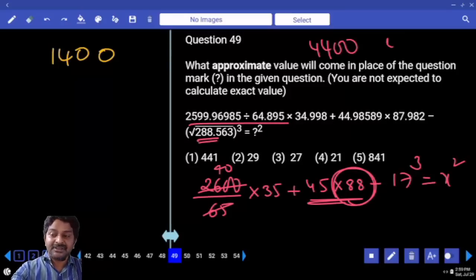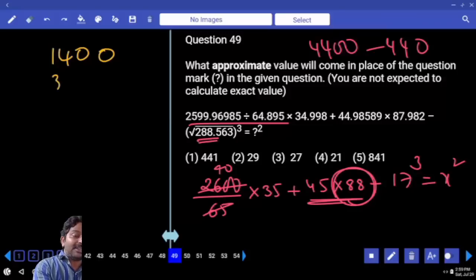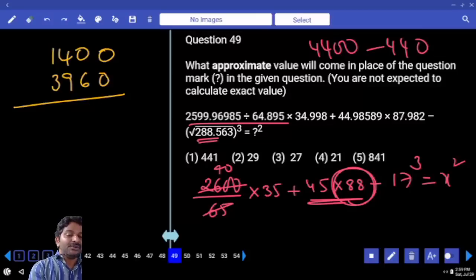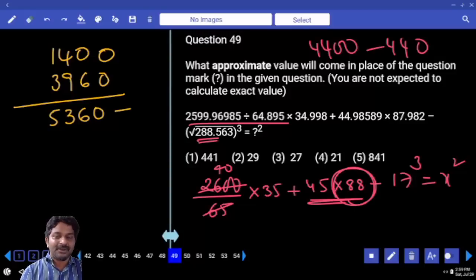5 times is 440. If you subtract it, you will get 3960. Both are positive. So far, if you add, you'll get 5360. Okay, now from this we need to subtract 17 cube only.